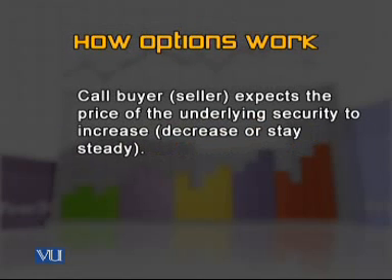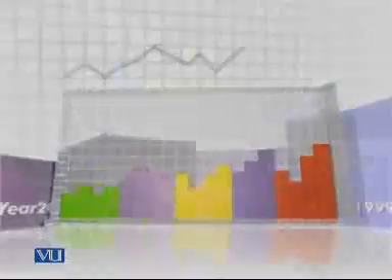So you know how good they can be, but you must also understand how they work. You could be talking about call buyer, call seller, in which you expect the price of the underlying asset to increase if you're a call buyer, or decrease, or maybe stay steady if you're a call seller. If you're a buyer, you think the underlying asset is going to improve; seller, if you think the underlying asset is going to stay the same or diminish.